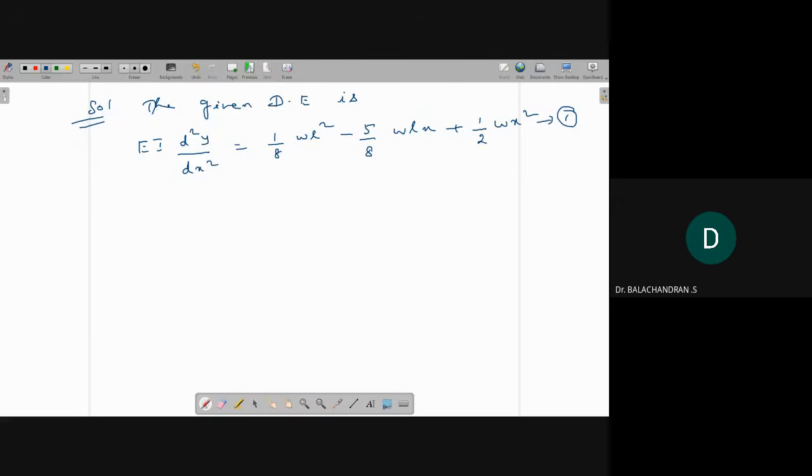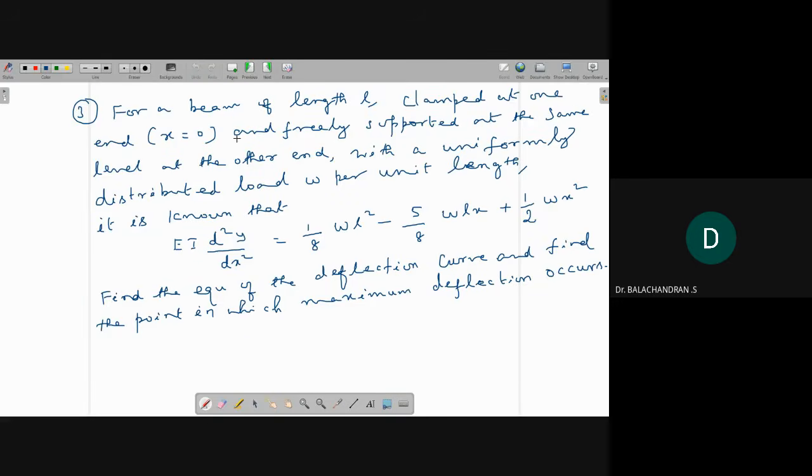Okay, so again I'll read the question. For a beam of length L clamped at one end, x is equal to 0, is clamped, that means fixed, and freely supported at the same level at the other end, x is equal to L, with the uniform distributed load omega per unit length. It is known that this equation, find the equation of the deflection curve, and find the point in which maximum deflection occurs. So that means this is the hint.